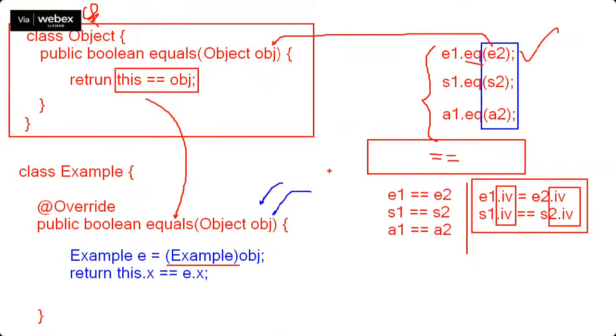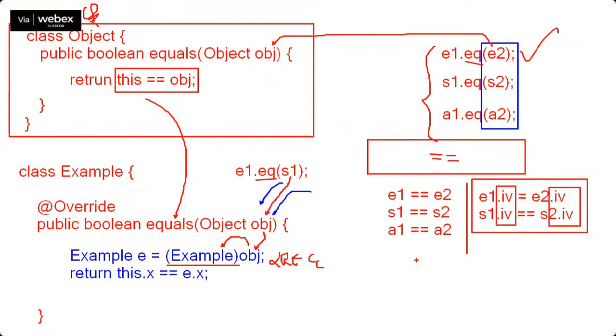Whenever you use a cast operator, there is a chance you will get a ClassCastException. Tell me, is this line allowed or not? e1.equals(s1). Can I call? Yes, because the equals method parameter is Object. Object accepts what? Sample object. What object is coming into obj? Sample. Can I convert Sample to Example? No. Here we get a runtime error, ClassCastException.